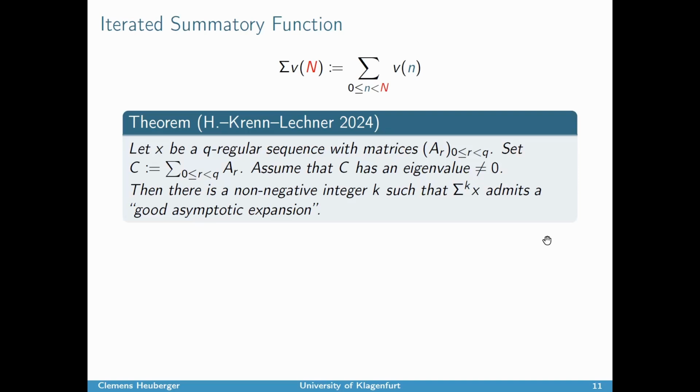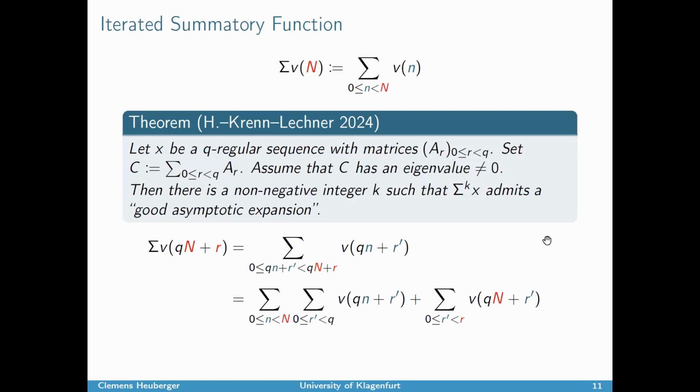Okay, so, and while there is not much time for a proof, but just to say a few words. If I take the summatory function of a regular sequence, it is again regular. So I take it. So the summatory function, I can write it as all Qn plus R prime, which are less than that guy. I split it up.